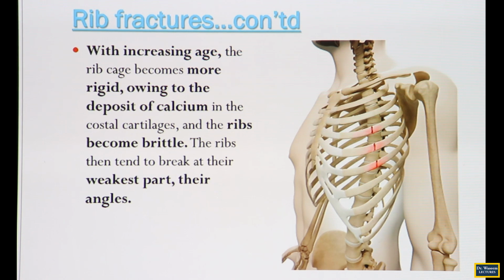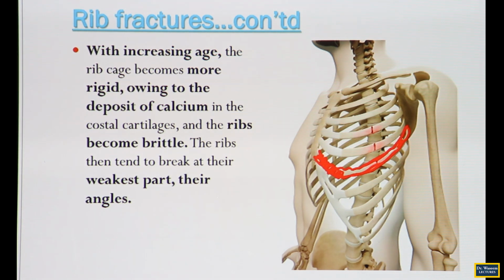Again, with the increasing age, you see the rib cage becomes more rigid. Why? Because of the deposition of calcium in the costal cartilages. So, they become more rigid here, because even the costal cartilages, which are hyaline cartilages, undergo ossification with advancing age. So, they become more stiff and less pliable, more rigid. So, chances are that they are brittle now.